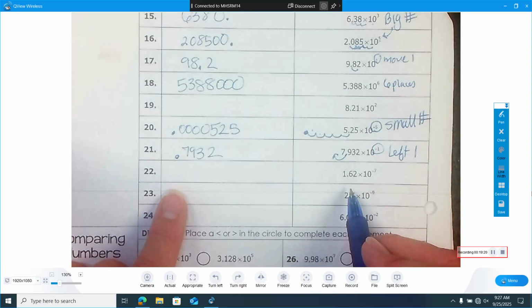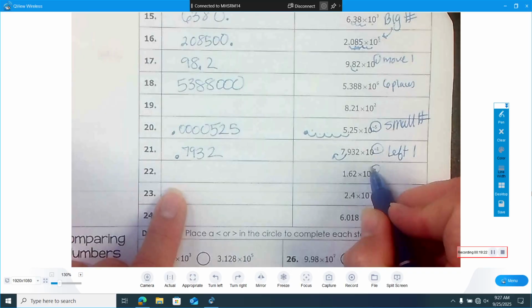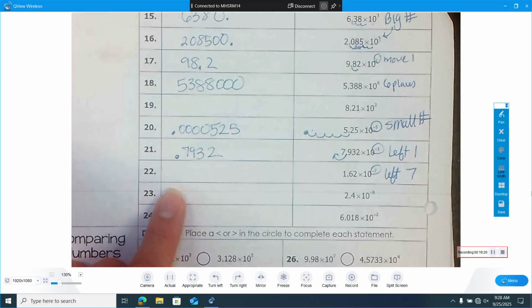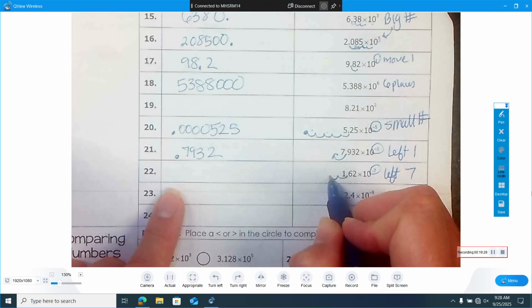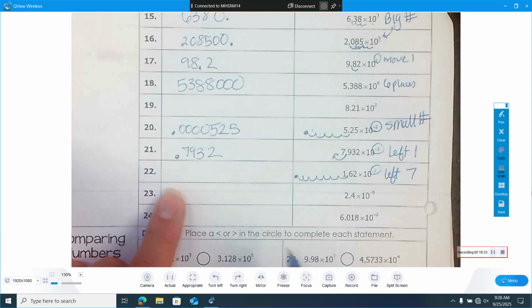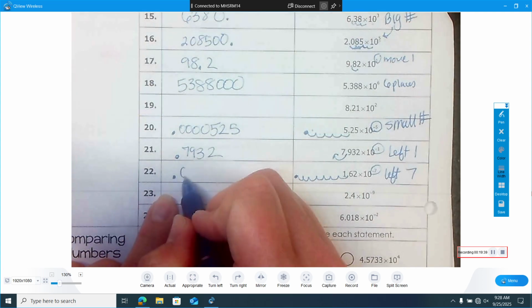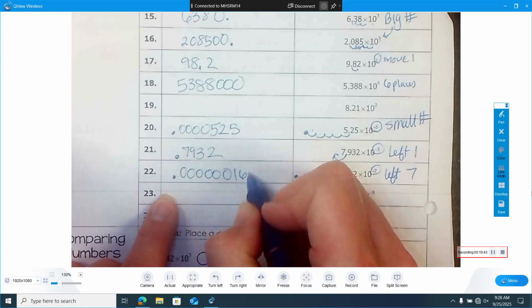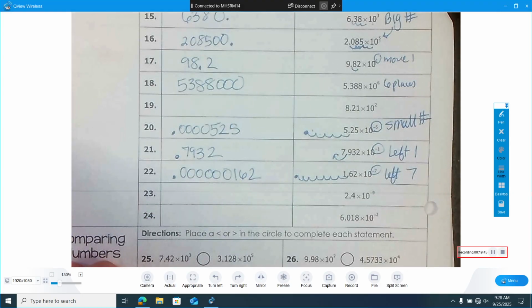What about number 22? What's that -7 tell us to do? Left 7 spots. So again, 1, 2, 3, 4, 5, 6, 7 spaces. That's a lot of zeros. How many zeros are going to fill in there? 6 of them. So point 1, 2, 3, 4, 5, 6 zeros. And then 162. That is a very small number.